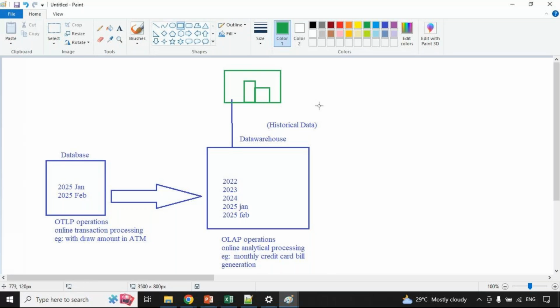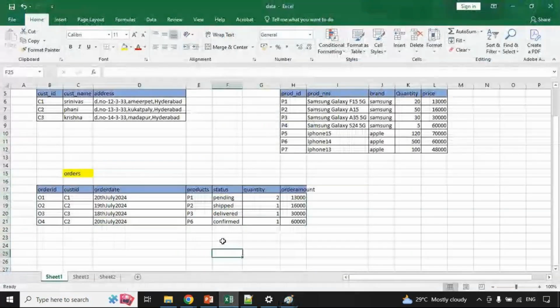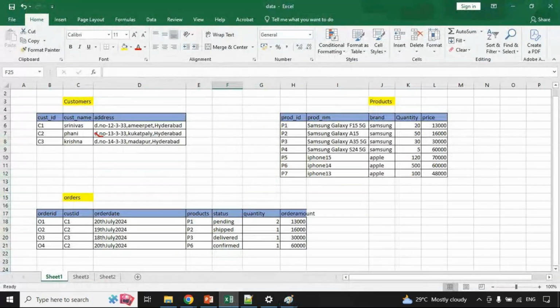Guys, here our main responsibility is to provide the data to the reporting team. As a data engineer, you have to organize the data here. As per the requirement, you have to provide the data to the reporting team. For suppose, in this example I have customers data, orders data, products data. I maintain this data in tables in the data warehouse.